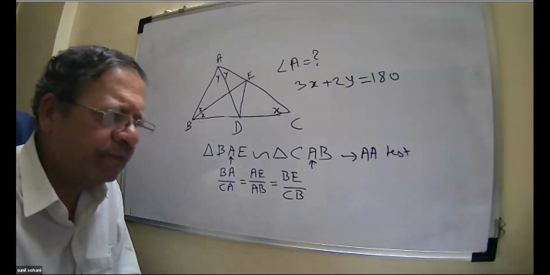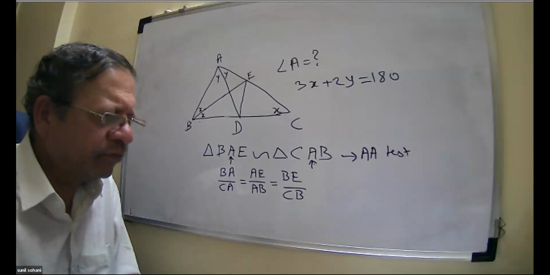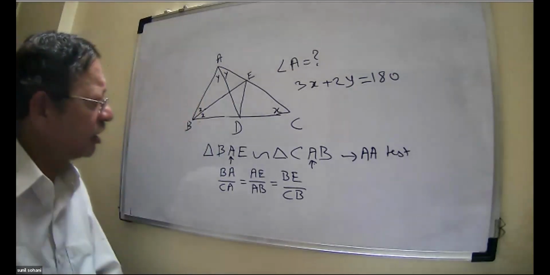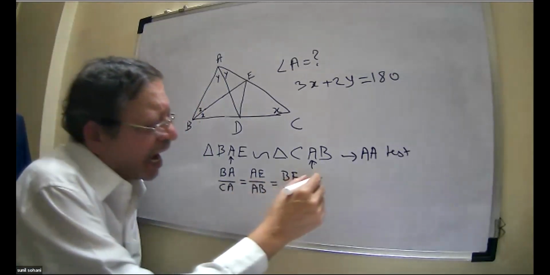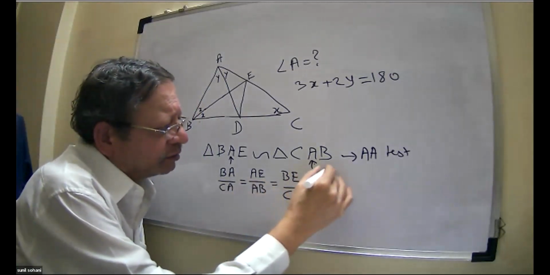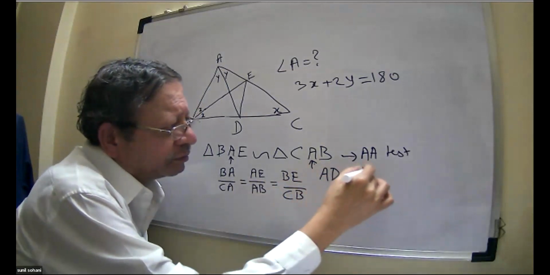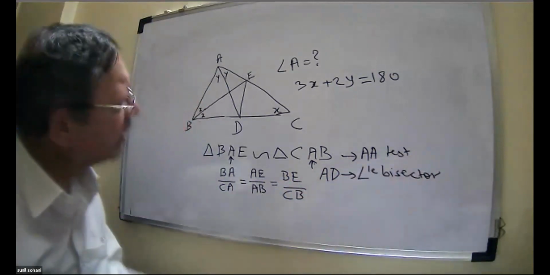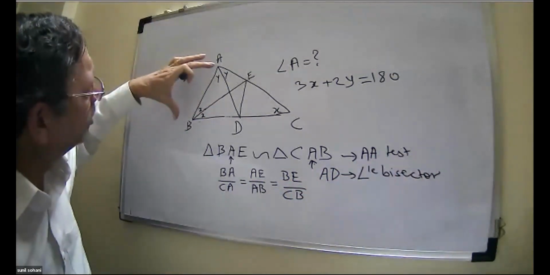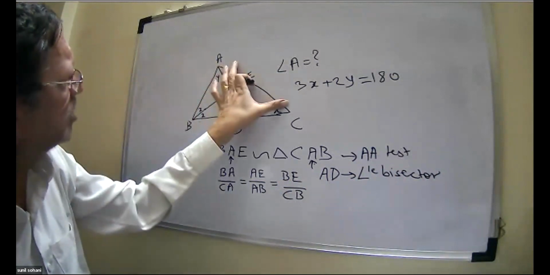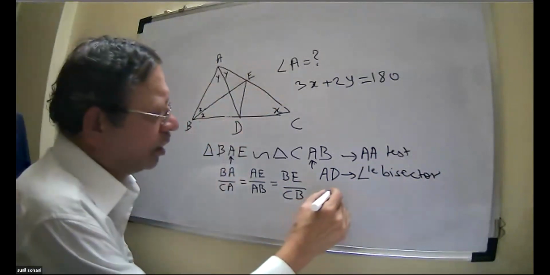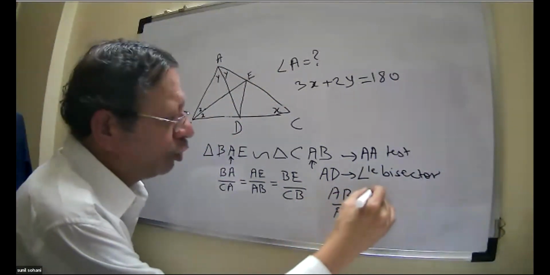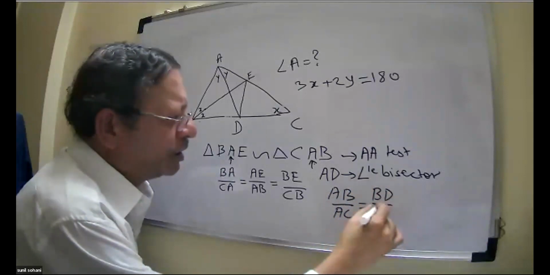Also, I am going to apply the angle bisector theorem. AD is the angle bisector. So what happens in the angle bisector theorem? Applying the angle bisector theorem, the sides AB upon AC is also equal to BD upon DC. I am writing that AB upon AC is also equal to BD upon DC.